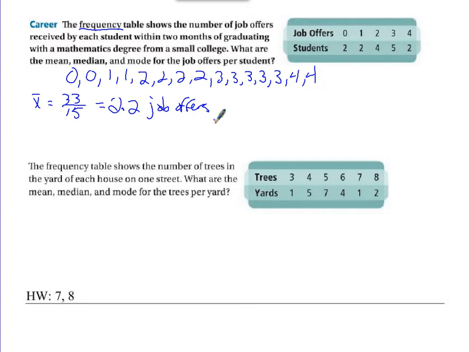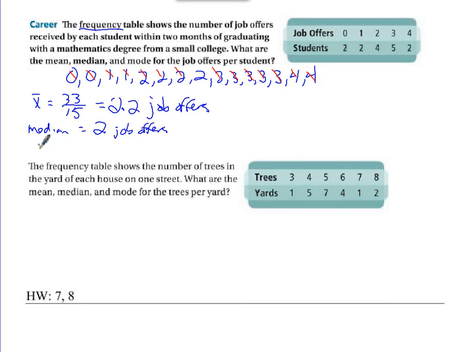How about the median? To do the median, we have our organized list of data here to start lopping off things from the ends. So those are gone, and then those are gone, and then those are gone, and then those are gone, those are gone, those are gone, and I'm left with 2. So the median was 2 job offers per student.